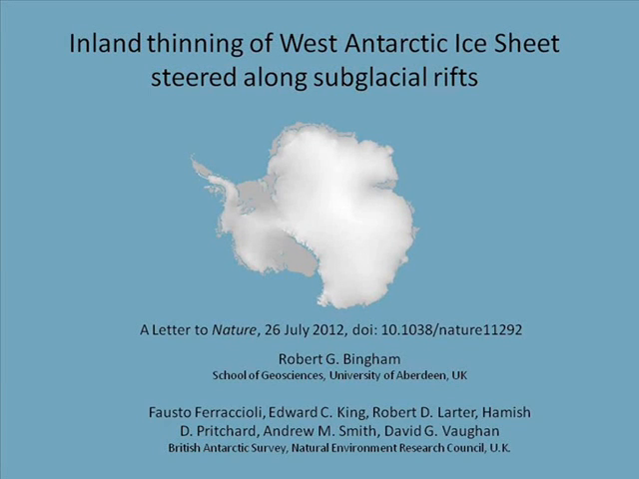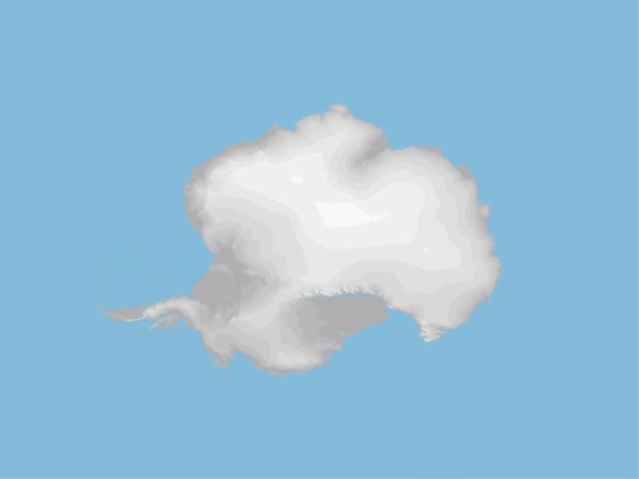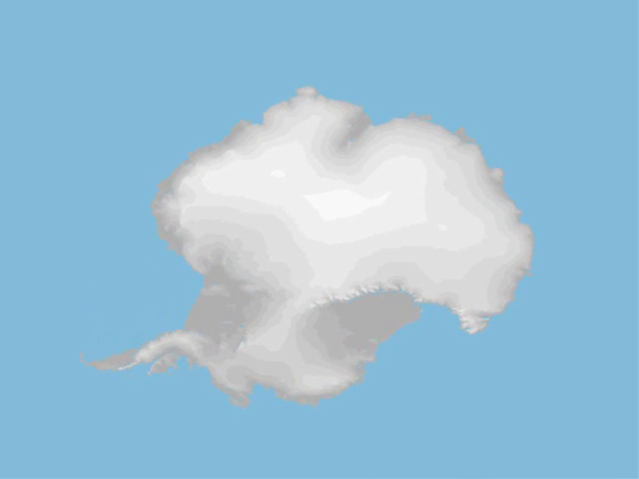Hi there, I'm Robert Bingham from the School of Geosciences in the University of Aberdeen, and in this short video I'll be explaining the recently reported theory from myself and my colleagues at British Antarctic Survey that the current pattern of ice thinning we observe today in West Antarctica is inherently influenced by geological processes that have occurred over millions of years. Our video begins by showing the current situation across Antarctica.